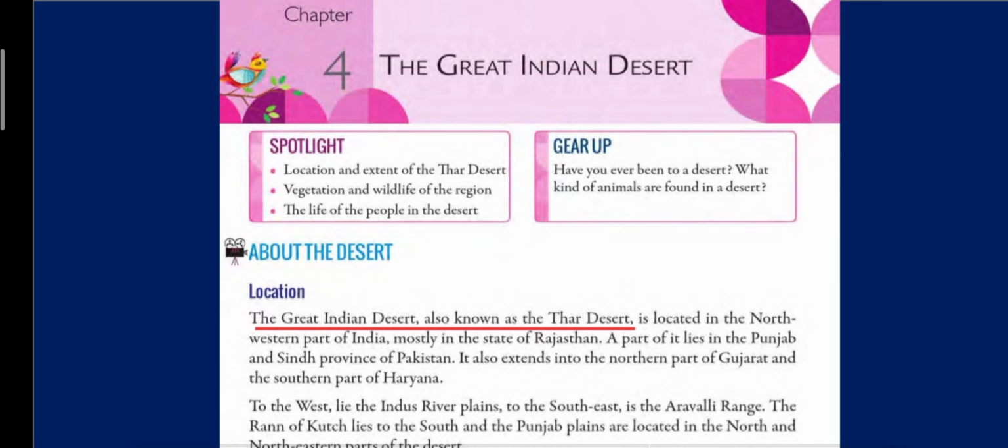So, children, in this chapter, we are going to study about location and extent of the Thar Desert, vegetation and wildlife of the region, and the life of the people in the desert. So, let us now study about the desert.